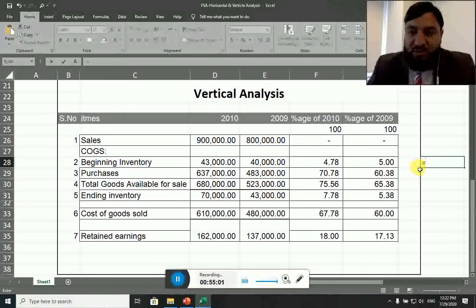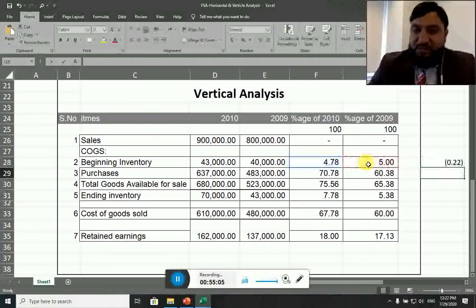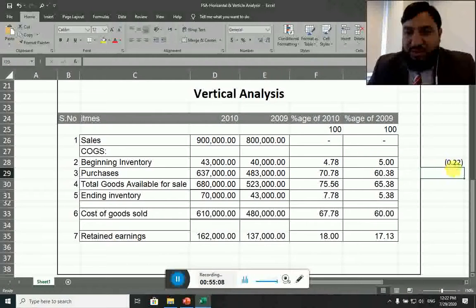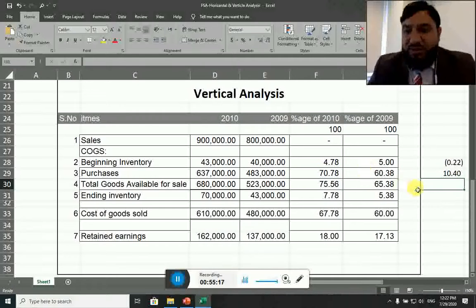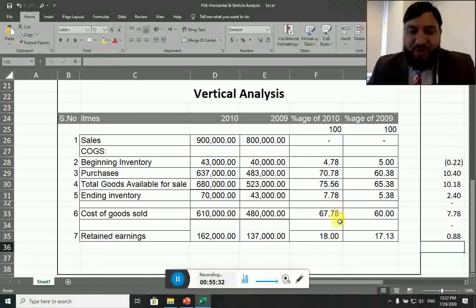For example, current year minus base year. You can see that's a 0.2% increase. Current year minus base year, there is a 10% increase. Right? We can do the same action for all of them, so we can see what percent has increased and decreased for each item as compared to the base year 2009. So this is our vertical analysis.